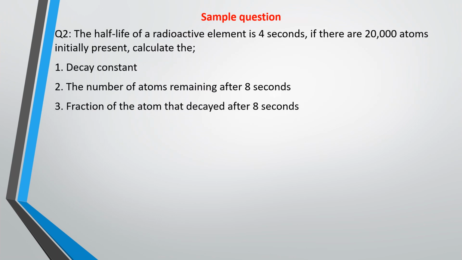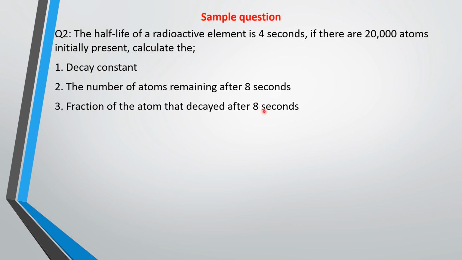Fine, so this is another question. The half-life of a radioactive element is 4 seconds. If there are 20,000 atoms initially present, calculate the decay constant, the number of atoms remaining after 8 seconds, and the fraction of the atoms that decayed after 8 seconds. Alright, so this is a very interesting question, and we want you to pay attention very attentively.